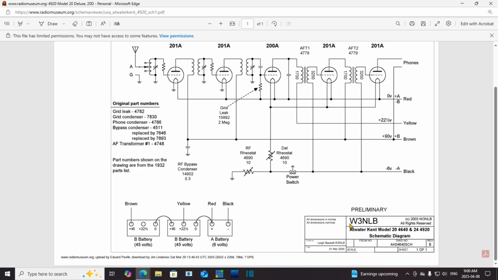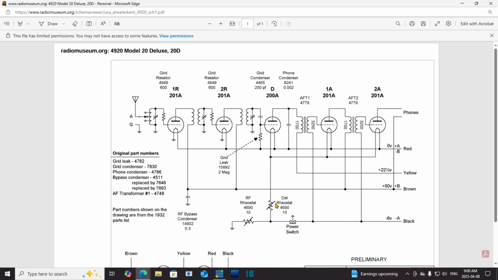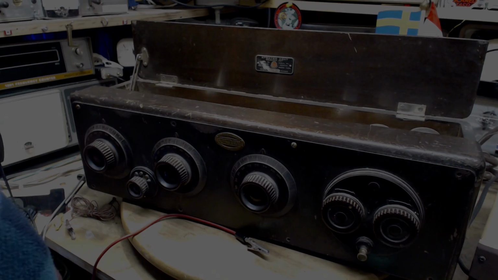Just reading some notes here. Drawn by W3NLB, 1st of March 2004. 20 years ago somebody did this. Great, okay. I'm going to take a little break and then we're going to attempt this.